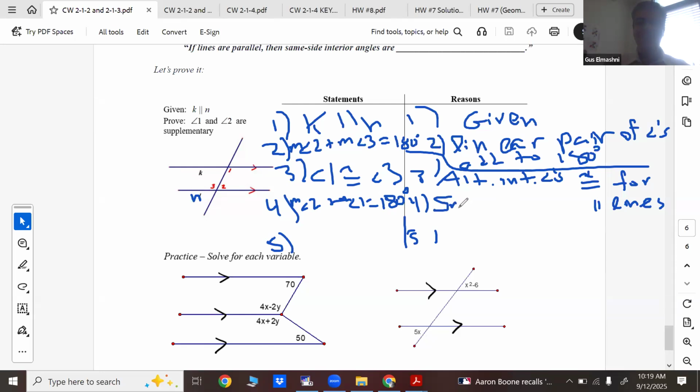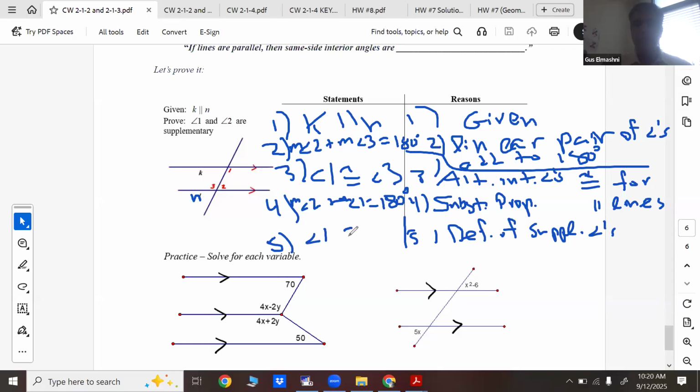Substitution. We call it the substitution property of equality because we're substituting. Called substitution property for short. And then lastly, angle 1 and angle 2 are supplementary. And we call that definition of supplementary angles because clearly when 2 angles add to 180, they are supplementary. So now I can make that statement. Angle 1 and angle 2 are supplementary. So we'll be doing a lot of this throughout the year. This is called a formal proof. It's a logical flow.